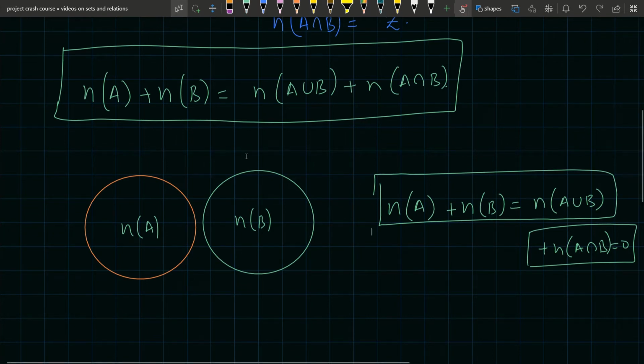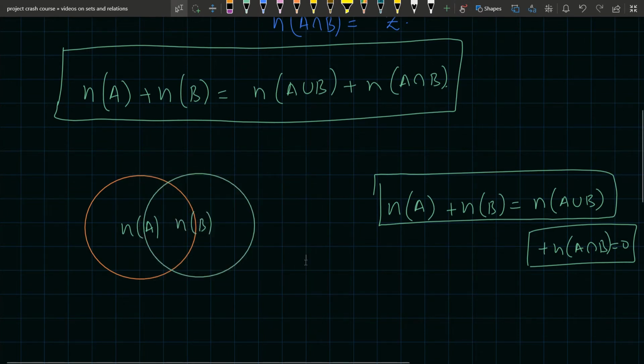But in case they intersect like this, then of course there are certain intersection elements here, and then we'll get a different scenario where you have to talk about the intersection of these two sets. Only when they are not intersecting do we say N of A plus N of B equals N of A union B.